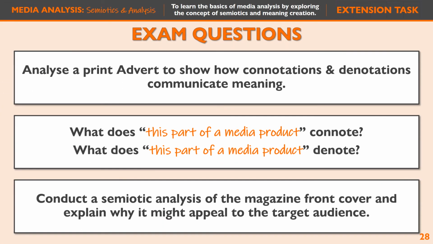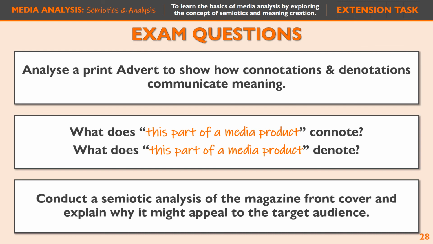Here we have some examples of exam questions, or moreover how the content from this lesson may appear in your exams. So the first one here, analyse a print advert to show how connotations and denotations communicate meaning. You would of course need to find your own advert for that on the internet. Another question here, what does this part of a media product connote or denote? Again, you'd need to find your own examples and pick a specific part, but on an exam they would do that for you.